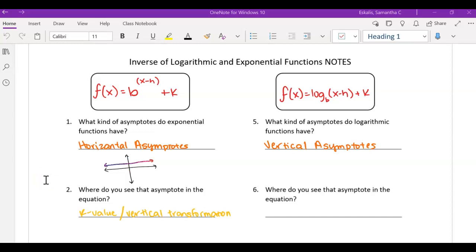So with our vertical asymptotes for our log functions, we're going to see that with the h value, which represents the horizontal transformations. So you'll see that right here, whatever number is right next to the x value. Hopefully this is ringing some bells from the Delta Maths that y'all did last week and before finals, that's how you find your asymptotes for your log and exponential functions.